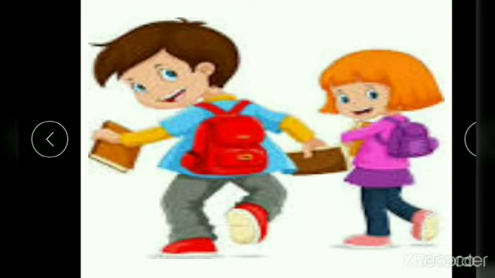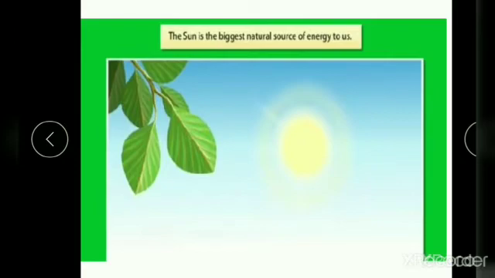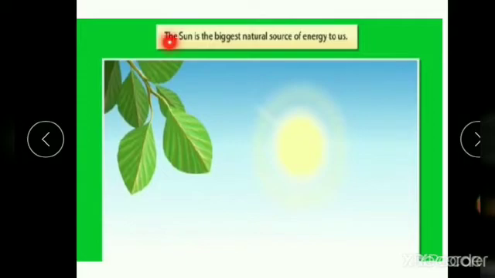And all of us depend on plants for our food, directly or indirectly. Plants in turn obtain energy from the sun. Thus the production of food depends on light and heat from the sun. So most of the energy sources on this planet have their origin in the sun in some way or the other. Therefore, we can say the sun is the biggest natural source of energy to us.